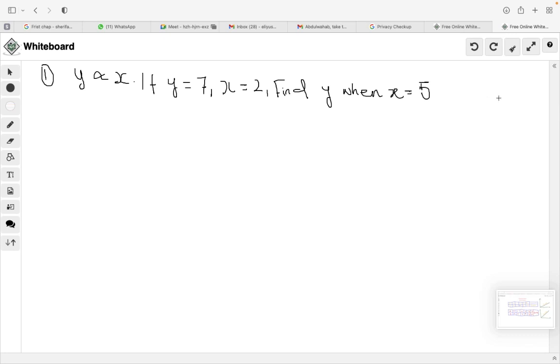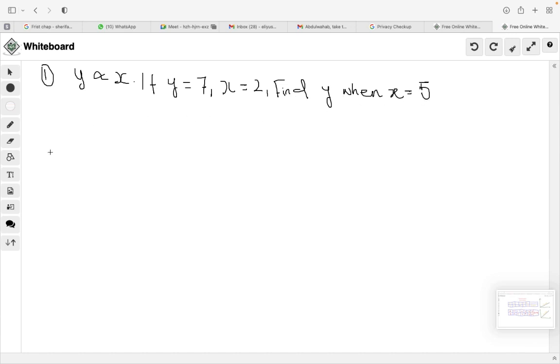When x equal to 5. So this is a similar question that you can get from variation, proportion, of this nature. If you have a question like this, say y varies directly as x. So we write it in symbol form. Y varies directly as x. If y equal to 7 and x equal to 2, find y when x equal to 5.